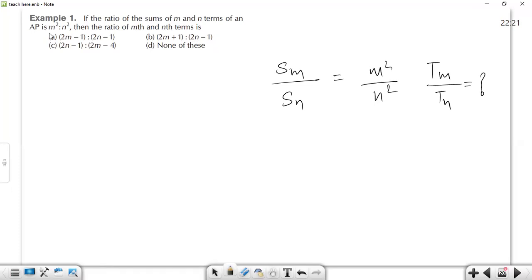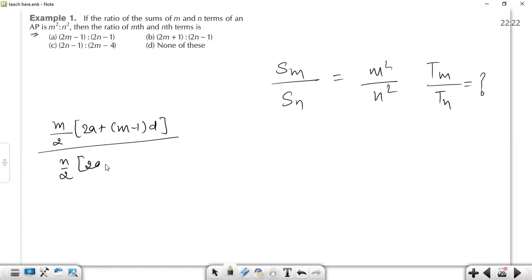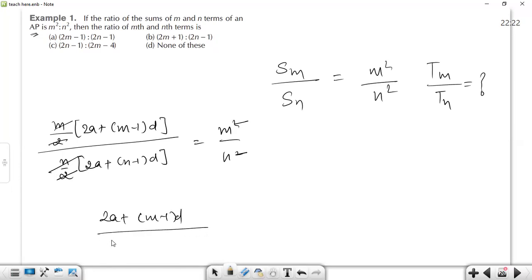So is it given to us? Yes, it is given to us that the sequences are APs. So the sum of m terms will be what? (m/2)(2a + (m - 1)d) divided by (n/2)(2a + (n - 1)d) is equal to m² to n². 2 cancels 2, m cancels m², n cancels n². Now this becomes (2a + (m - 1)d) divided by (2a + (n - 1)d) equals m by n, right?